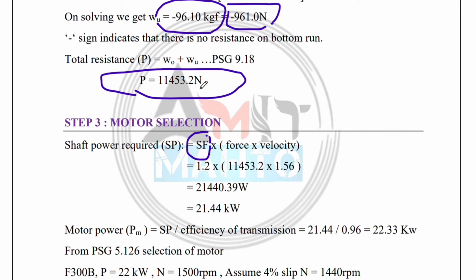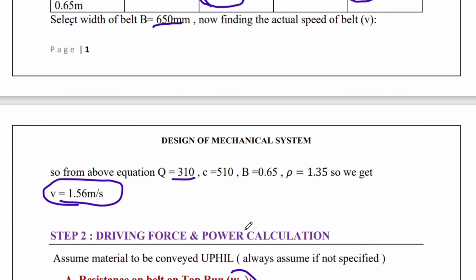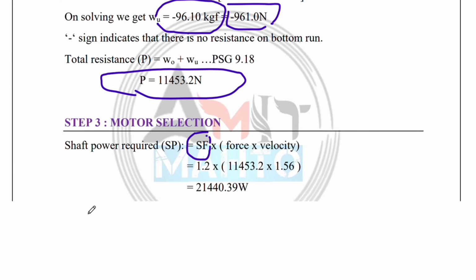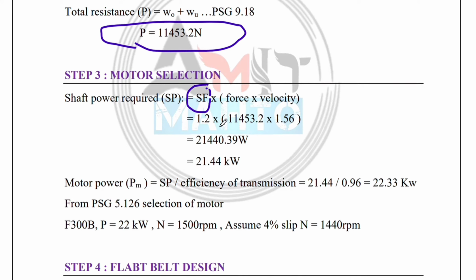Okay, and force will be this only, which we have removed power. Total resistance is indicated as force. So P is equal to 11,453. Put here as the force value, velocity which we got in step number 1. Step number 1 velocity is 1.56 meter per second. Put all the values, solve it, you will get 21,440.39 watt, which we convert into kilowatt. So 21.44 kilowatt.